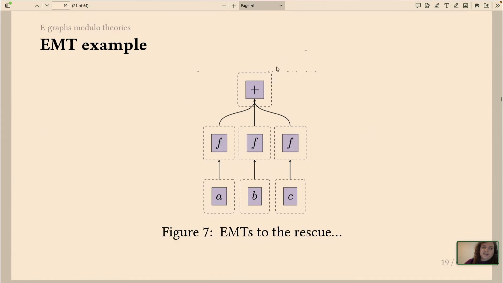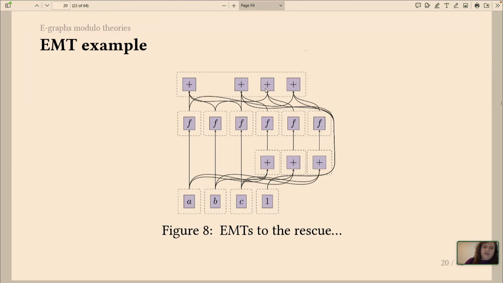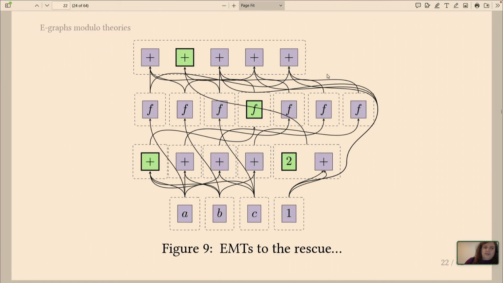We'd like to think of plus as variadic. So in our example of 3 f's added together, we just think of it like this. We don't have to worry about which way to associate it. And then we run that affine function identity a few times, and eventually we hit saturation like this.